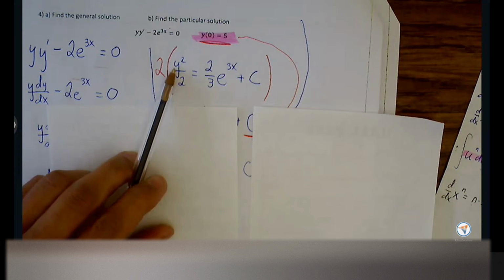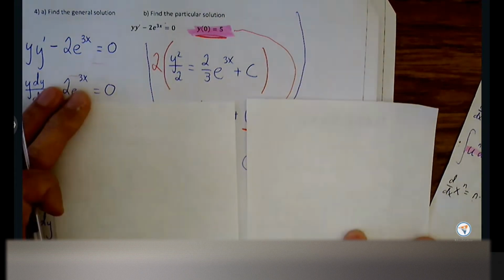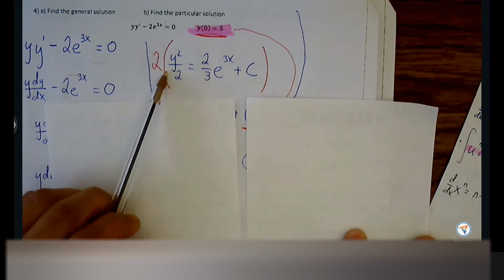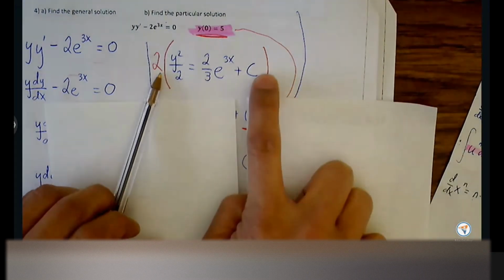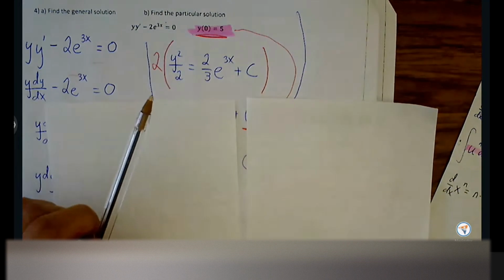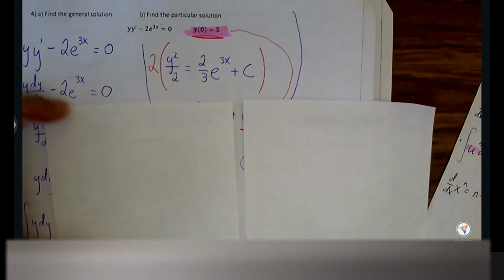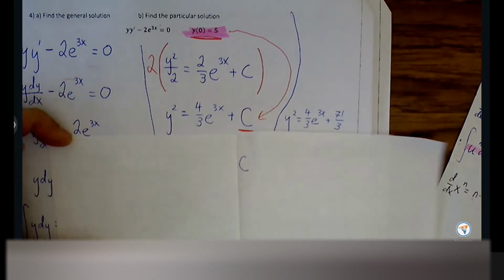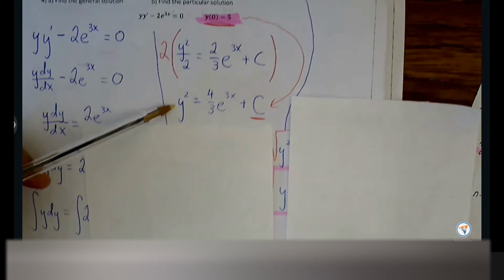Just so I can get this down to y squared, a little bit easier to think about with the y squared instead of dividing by 2. So if I distribute this through, I'll get y squared is equal to 4/3 e to 3x plus e times 2c. But we know 2c is just a constant, so we just let that 2 get absorbed into that c, and we'll start here with the cleanup step.